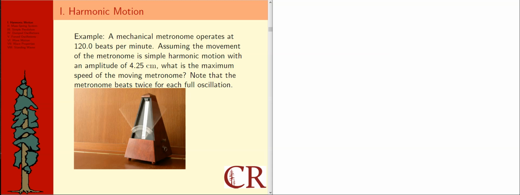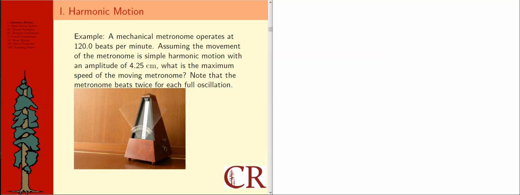A mechanical metronome operates at 120 beats per minute. Assuming the movement of the metronome is simple harmonic motion with an amplitude of 4.25 centimeters, what is the maximum speed of the moving metronome? Note that the metronome beats twice for each full oscillation.